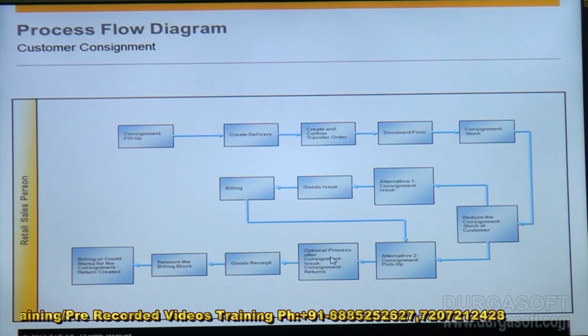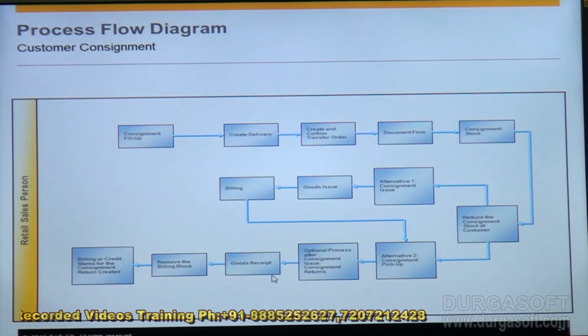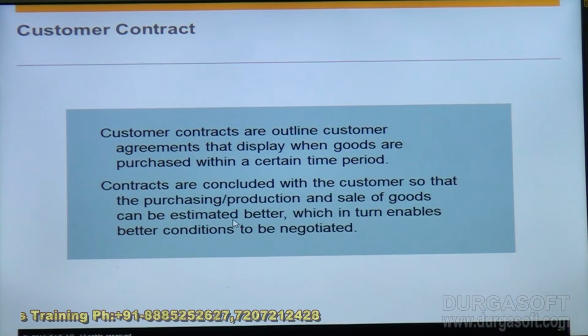Then we'll go with the optional process after consignment issue, consignment returns, and we'll go with the goods receipt and remove the actual billing blocks. Billing or create credit memos for consignment returns created. So how can we go with the customer contracts?